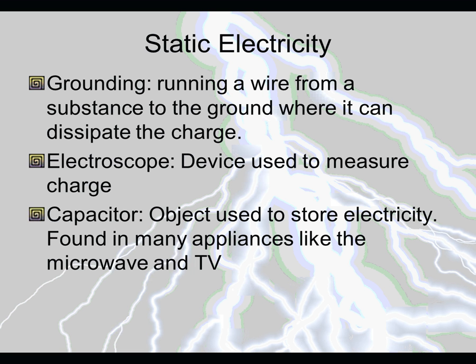All right, then you also have what's called a capacitor. A capacitor is an object that can be used to store the electricity. Now, most electronics are going to have some sort of capacitor. What that does is that takes that electricity and it stores it in there for a time at which it needs to be used at a later date.